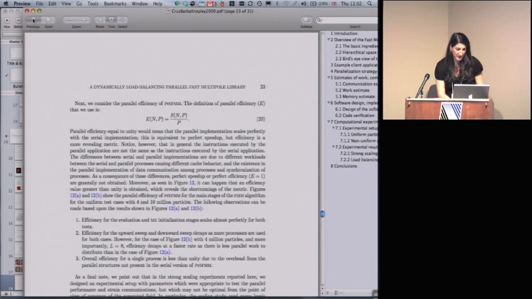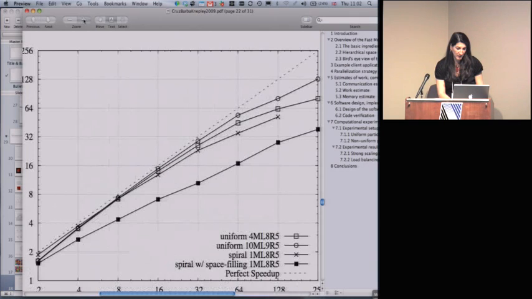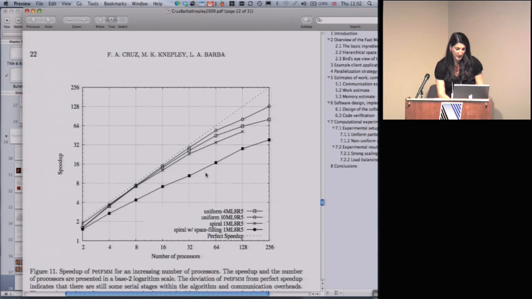That is the type of results that you can find in the paper. Speed up. I didn't show it before, but we have speed up up to 256 processors. That's the spiral sources on a space filling curve down here. Then you have the spiral sources with our load balancing scheme with the crosses, and then you have a uniform distribution, the top two ones with 4 million and 10 million.